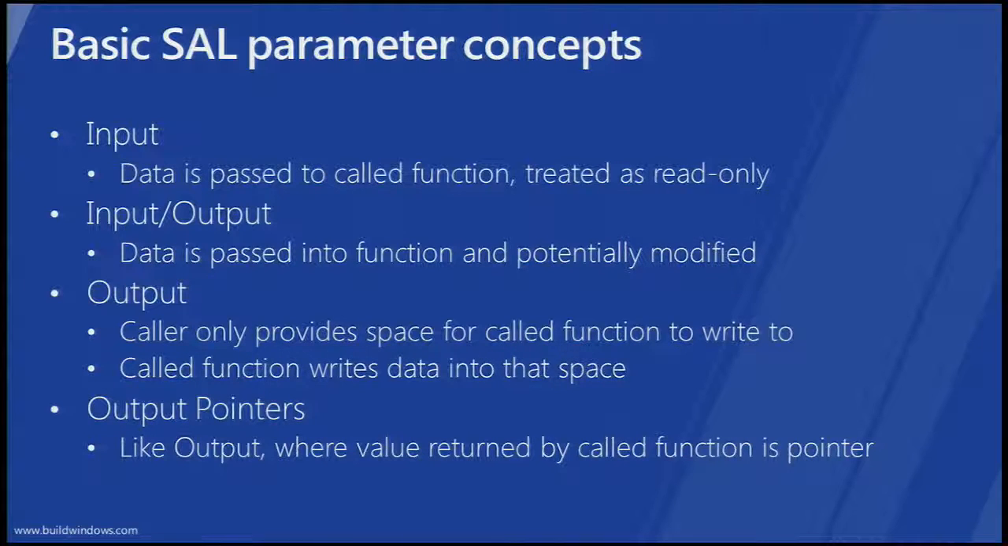Then you have input-output parameters. Similarly, it's passed in a nice structured way. The function is going to read from it, but it's potentially going to be modified. You have output parameters where all the caller is doing is providing space, and the called function is going to write into it and return some data that the caller then is going to use. And output pointers is really just a refinement of an output parameter, but where what's being returned by the called function is a pointer. And this is called out especially because there's some interesting additional refinements on output pointers that don't apply to regular output parameters.